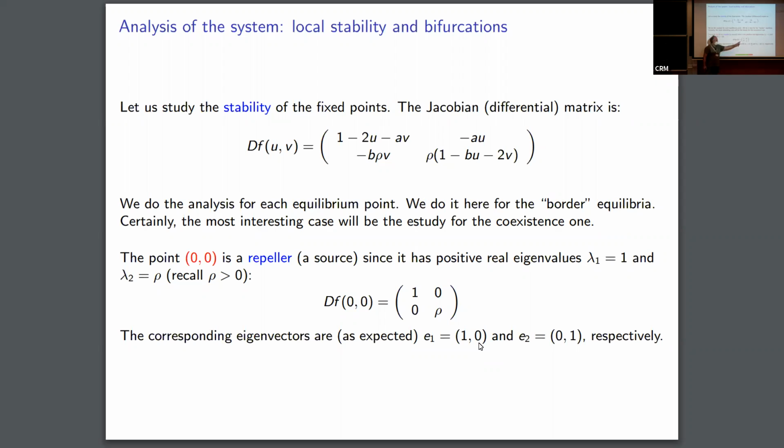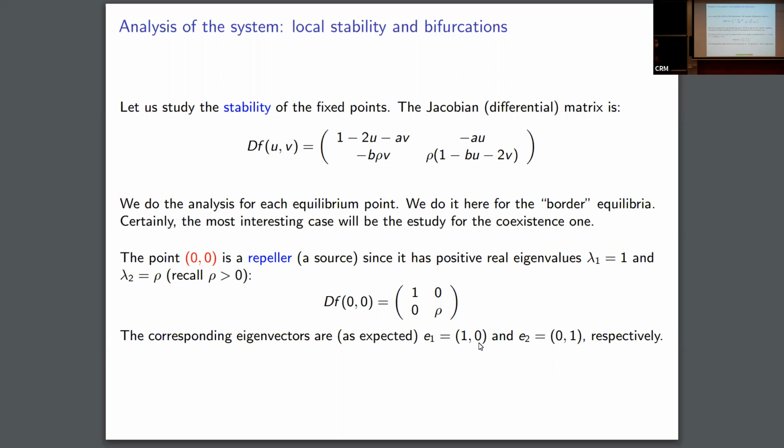For instance, in this case, just pay attention to one point, the origin. You have 1 and rho as the eigenvalues. Rho is positive, so what does it mean? This is expanding, so the origin is going to be unstable, totally unstable. Depending on the value of rho, one invariant curve or the other, because we know that this is invariant and this is invariant, is going to be faster or not.